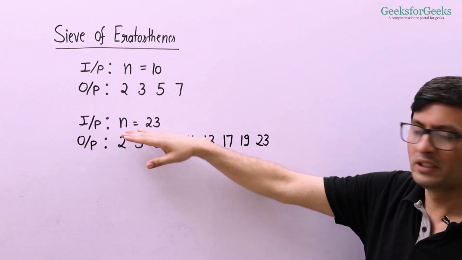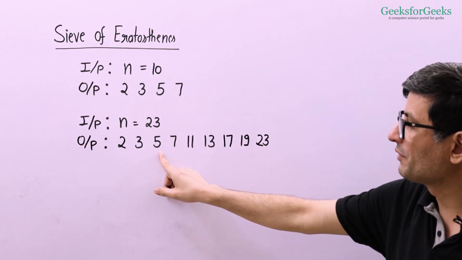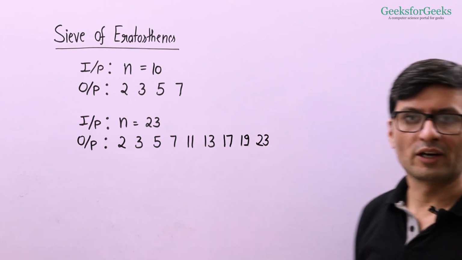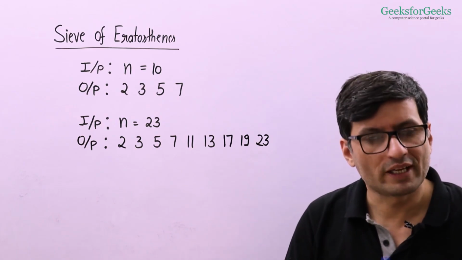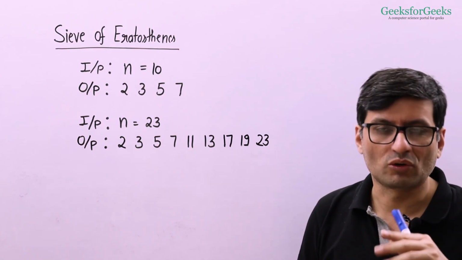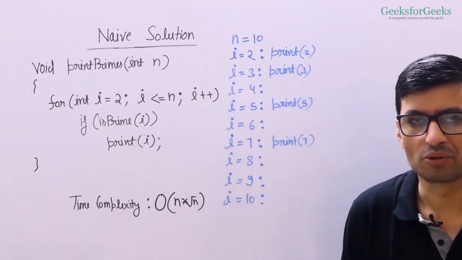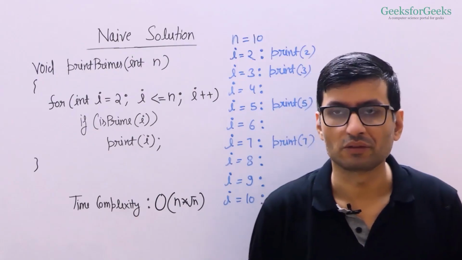If n is equal to 23, the prime numbers smaller than or equal to 23 are 2, 3, 5, 7, 11, 13, 17, 19 and 23. Now please pause this video and try to think of a function that takes a number n as input and prints all the prime numbers smaller than or equal to n. Let us first talk about a naive solution, and then we'll talk about the efficient Sieve algorithm.